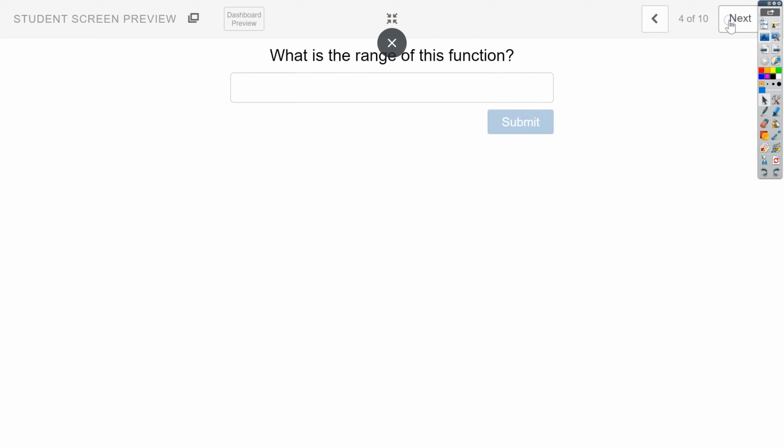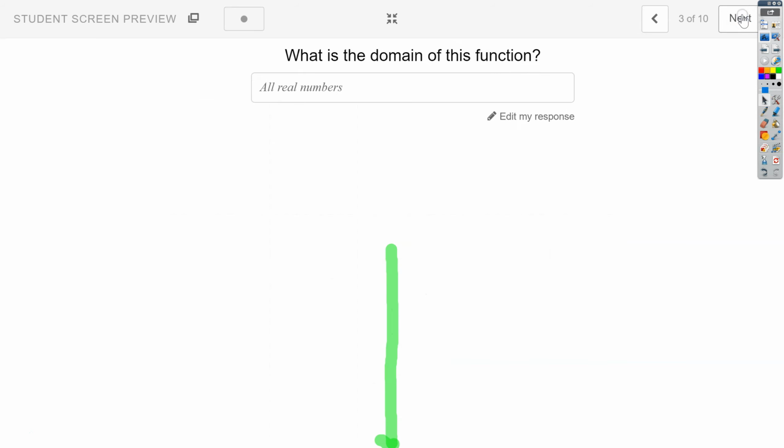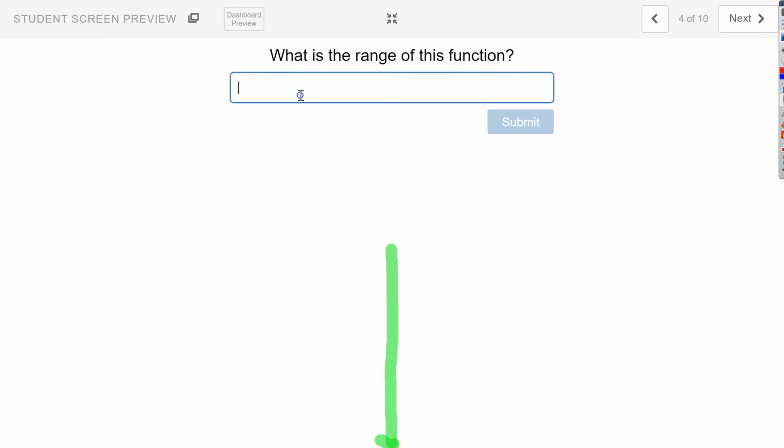Now, for your range, we're looking for our y values, right? So our y values start up here and they keep going down. If we're trying to describe this, we would say all real numbers less than or equal to 2. So we're going to go ahead and type that in. So f of x is less than or equal to 2. The way you can write that when you're doing your assignment is you put the less than sign and then put the equal sign, and then it makes it into less than or equal to 2.